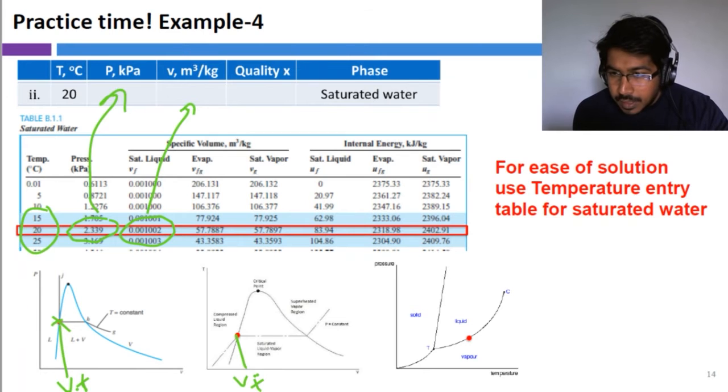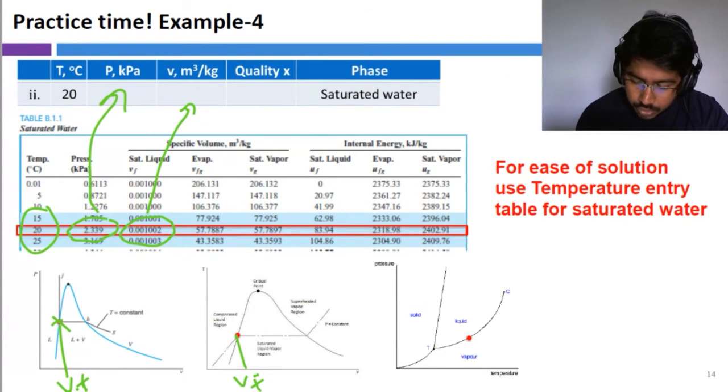Perfect. Can you explain again why for the previous one x was 1, and for this one x is 0? Yes, of course.